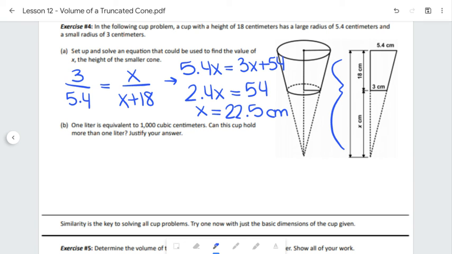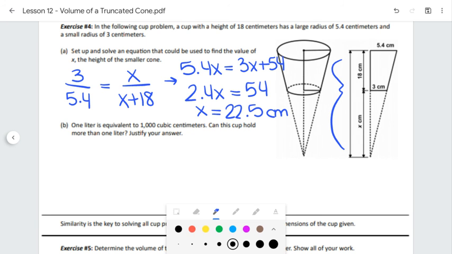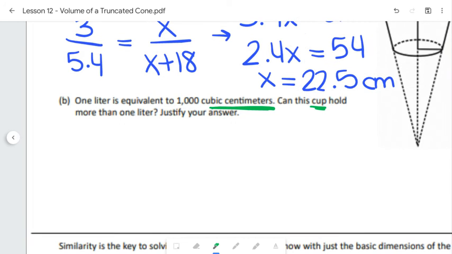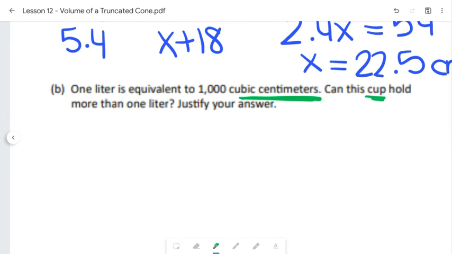So now we're asked if 1 liter is equivalent to 1,000 cubic centimeters, can this cup hold more than 1 liter? Well, to do that, it's a hint to us that we're doing volume, because as soon as you see any of your units cubic, it means we're going to find volume, but we're trying to find the cup, right? So we do the same thing we did on the other page.